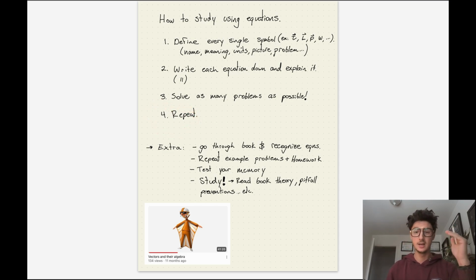Step 4 is repeat. Do this every single day, guys. Don't take a rest day from physics. It's not that hard. You have to do, I don't know, maybe one problem is going to be 20 minutes, maybe it's an hour. You don't have to do this.